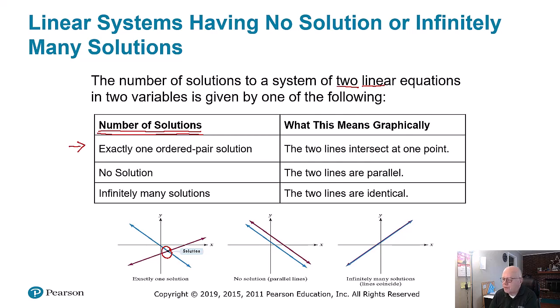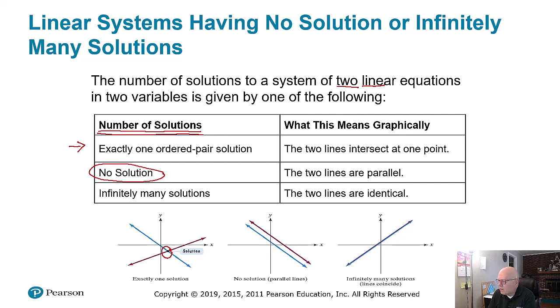Another thing that's possible, though, is maybe they don't cross at all. Maybe they're parallel lines, so they don't cross. If that's the case, then these lines don't have any points in common. That means you don't have any solution at all. If it was important that you get a solution, you're out of luck. No solution at all if they happen to be parallel lines.